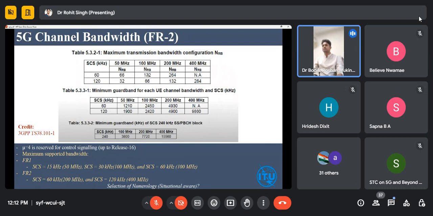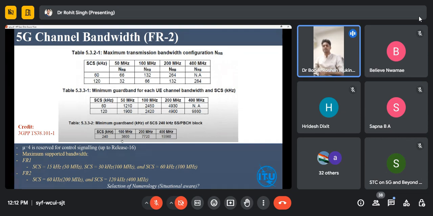And if you keep on doubling this number, your bandwidth will keep on increasing. So your minimum usable bandwidth in the FR2 case is 50 and maximum is 200. In case of FR4, you can go up to 400 megahertz. For FR3 as well, you can go up to 400 megahertz.